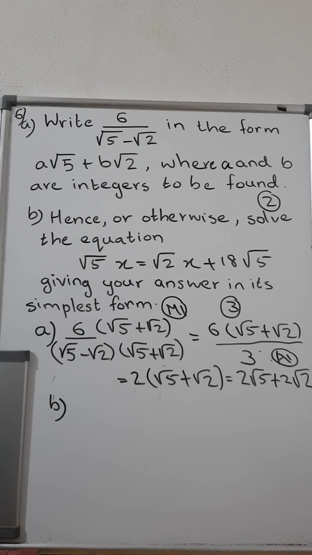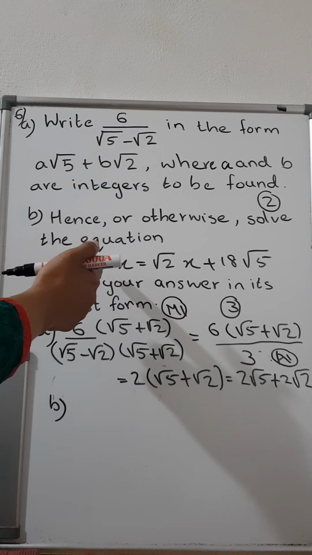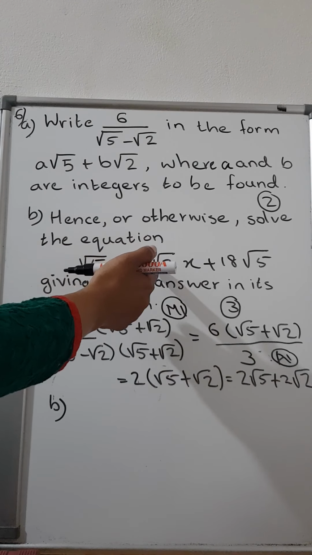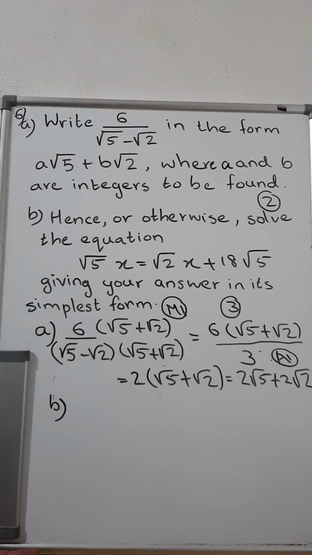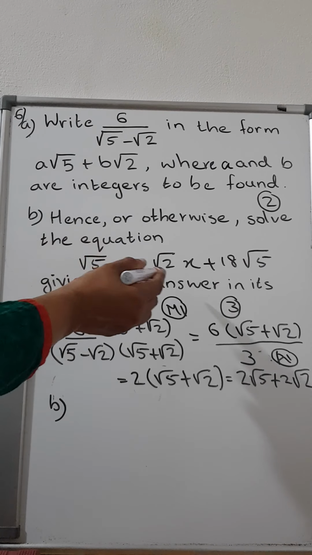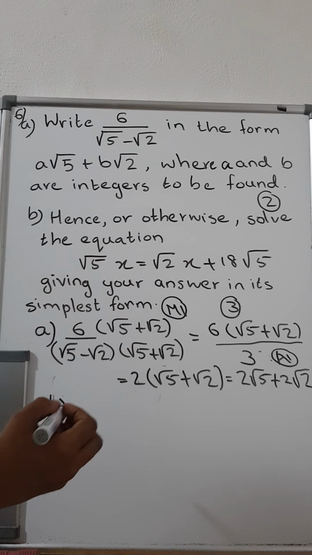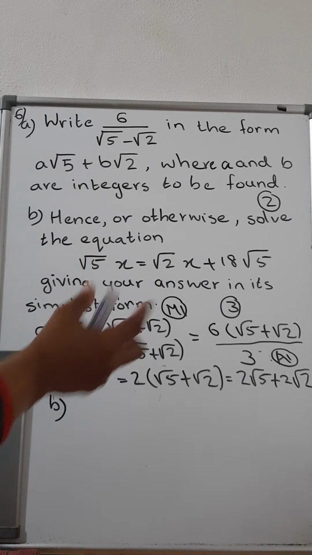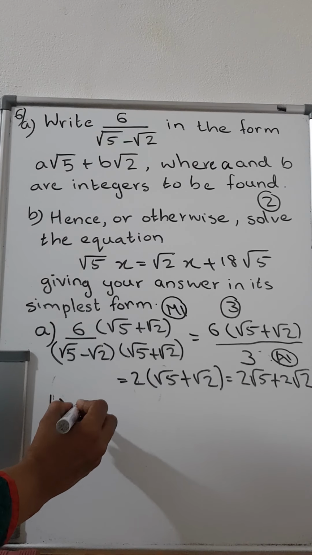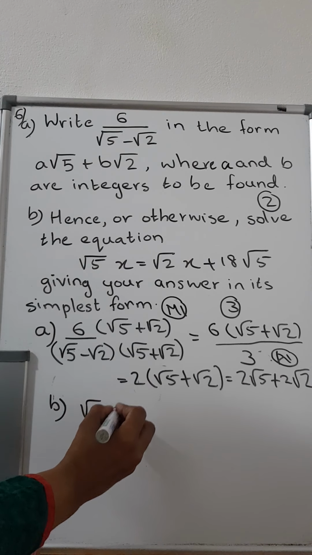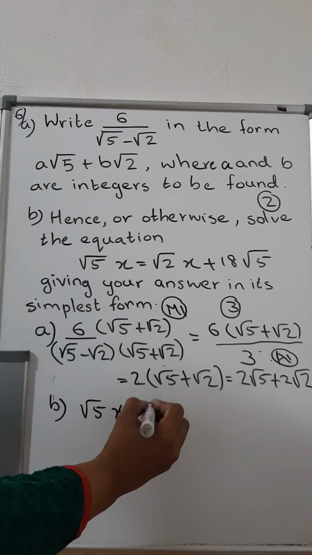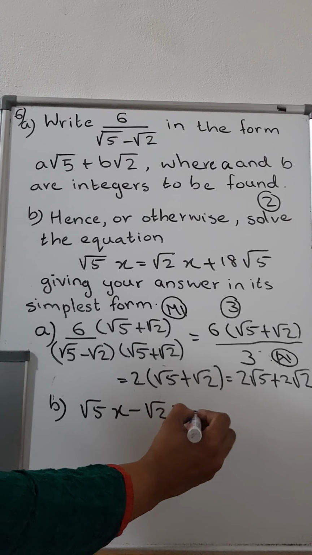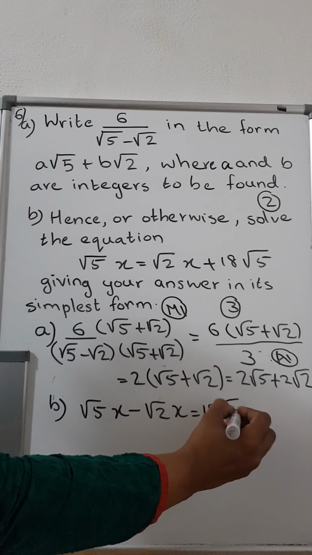Hence or otherwise solve the equation. So we need to solve the equation root 5x is equal to root 2x plus 18 root 5. Solving means we have to find the unknown. Here the unknown is x. So what we can do? We can write all the x terms together. So root 5x minus root 2x is equal to 18 root 5.